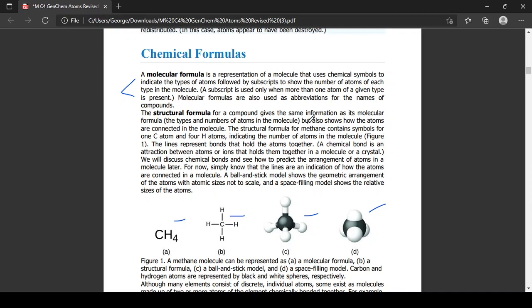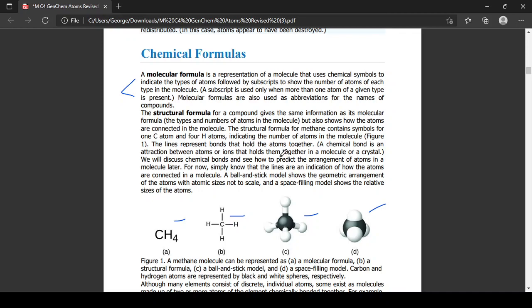The structural formula for methane contains symbols for 1 C and 4 H atoms, indicating the number of atoms in the molecule. In Figure 1, the lines represent the bonds that hold the atoms together. A chemical bond is an attraction between atoms or ions that holds them together in a molecule or a crystal. We will discuss chemical bonds and see how to predict the arrangement of atoms in a molecule later. For now, simply know that the lines are an indication of how the atoms are connected in a molecule.